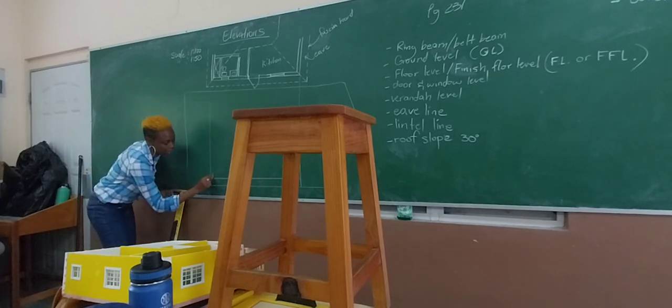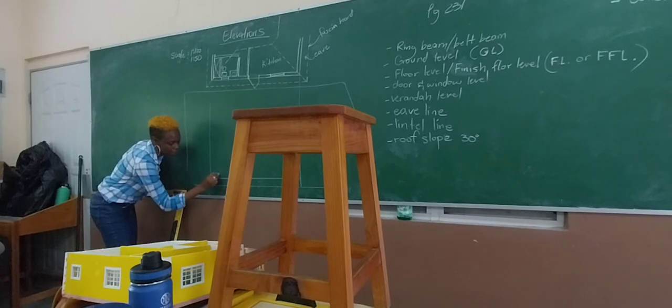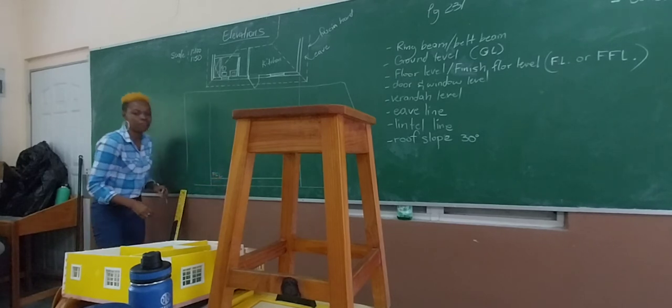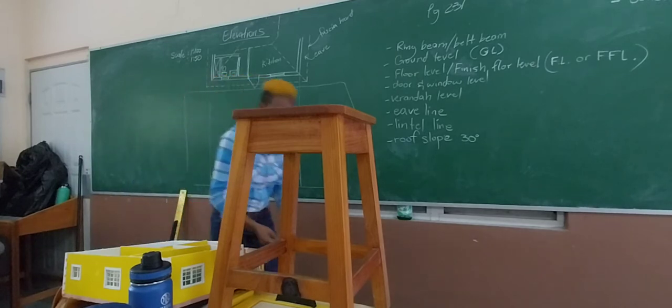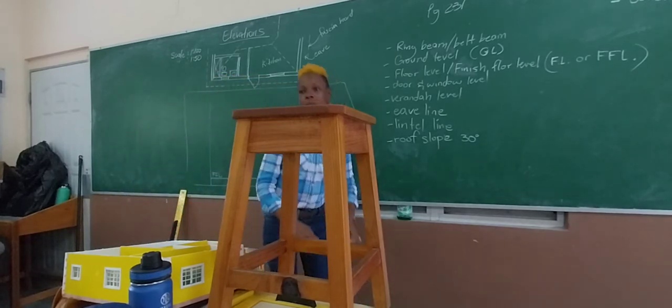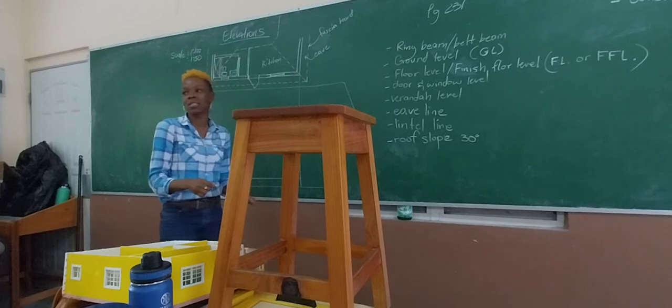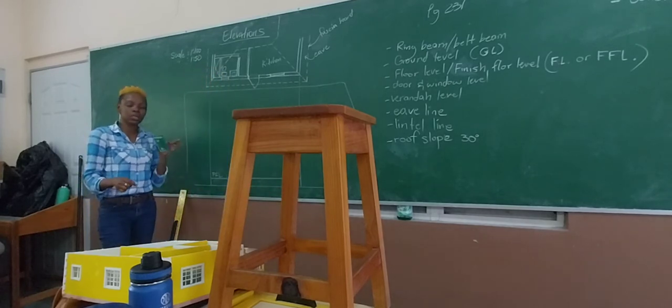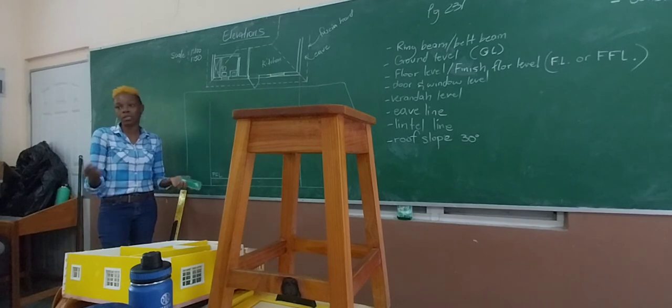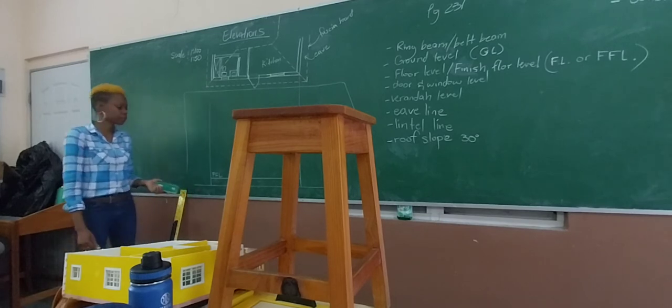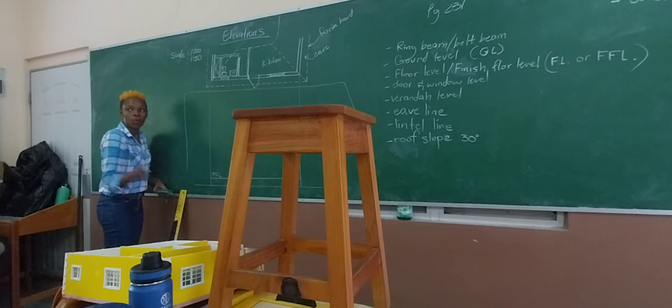So I'm going to write here now, FFL. Now FFL means that your floor is tiled. It is finished when it's tiled. If it is just a floor level, it means that it's untiled. So finished floor level means that your floor is tiled. And most persons, when they build, they want their floor to be tiled. So that distance we are measuring as 1.5 centimeters.